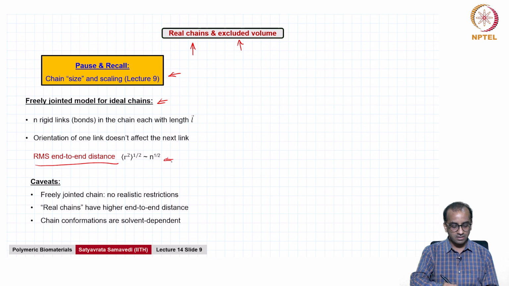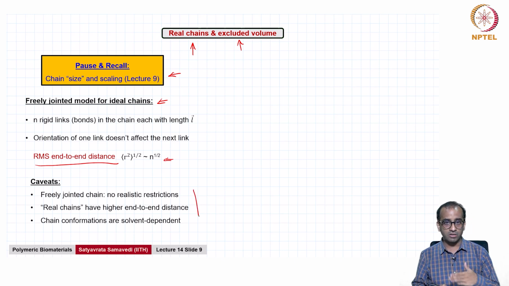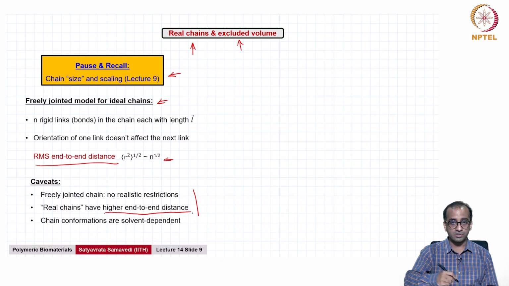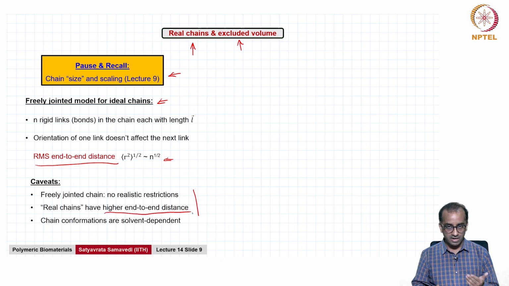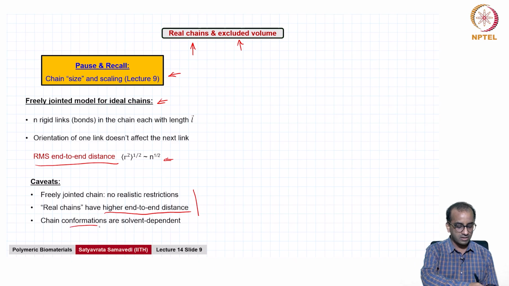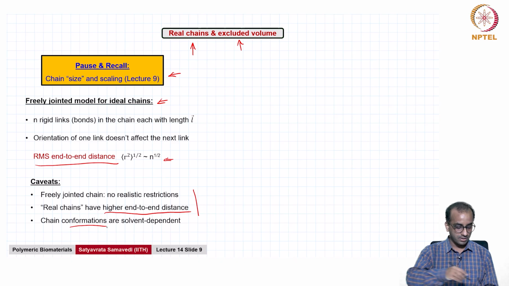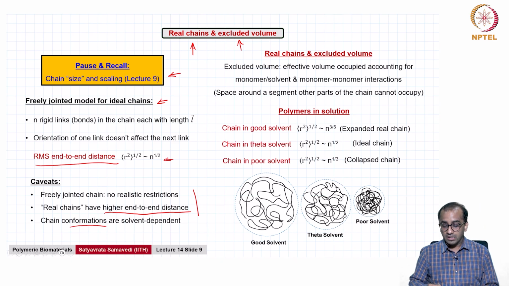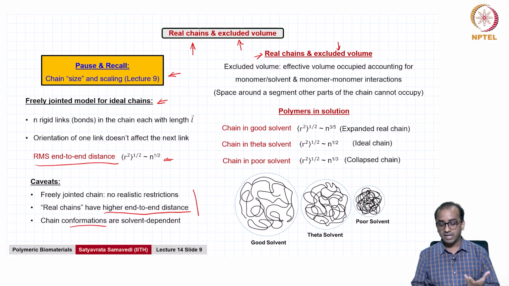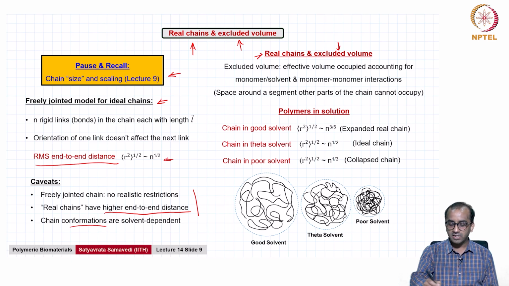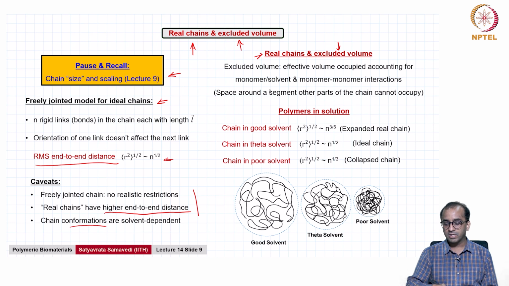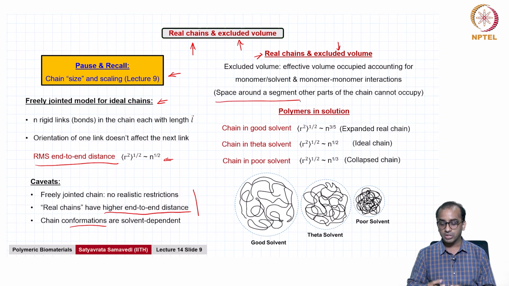Now, this is something we have seen. Again, remember that the freely jointed chain does not account for realistic considerations, and real chains have higher end-to-end distance in a good solvent. And obviously, chain conformations are solvent dependent. Only in a good solvent will you get the expanded chain. So, when you have real chains, you have this idea of excluded volume, which is not accounted for in the ideal chains case. One way to think about excluded volume is the space around a segment or a region that other parts of the chain cannot occupy.